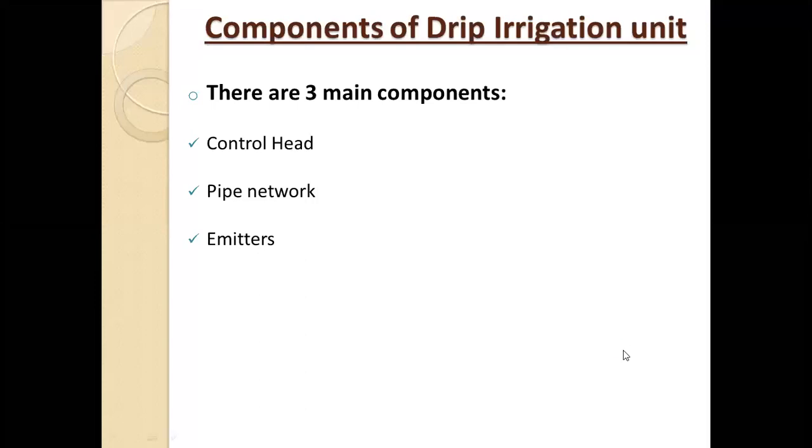Good morning, students. So today we will discuss the components of a drip irrigation unit. Last time we saw the introduction of drip irrigation and other subsurface methods, right? So going deeper into this topic, there are three main components of drip irrigation units. First one is the control head, second the pipe network, and the last is emitters.